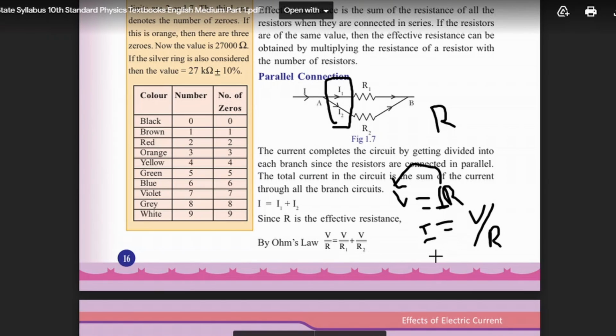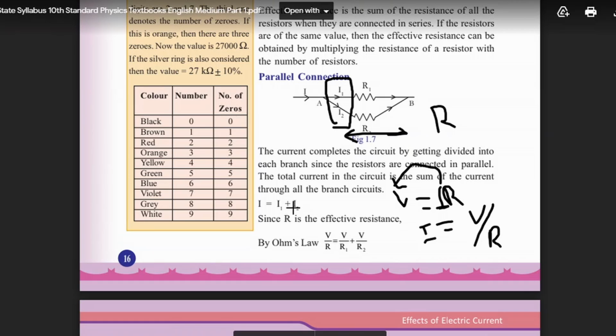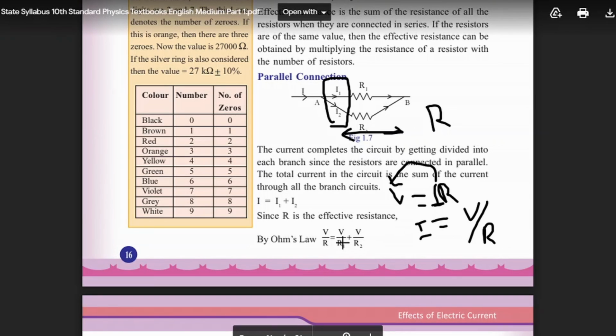So just substitute this equation in the first equation. I equal to V by R, so I1 equal to V divided by R1. V will be the same; there is no change in voltage. So just put it as it is, V divided by R1. What is I2? That means V divided by R2. So I equal to I1 plus I2 will change, for the effective resistance, to V divided by R equal to V divided by R1 plus V divided by R2.